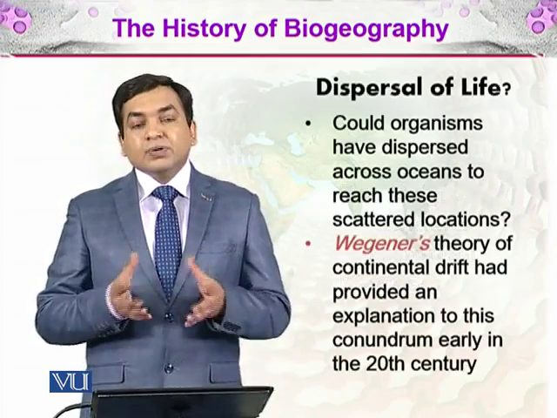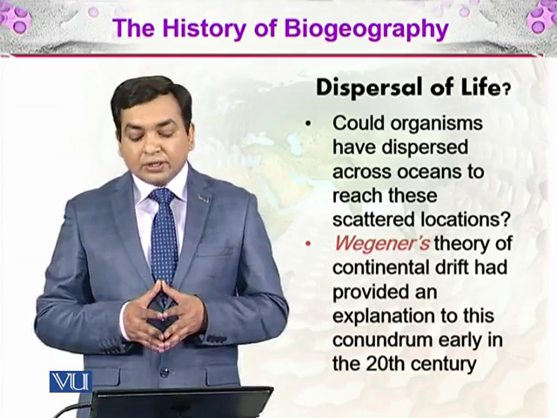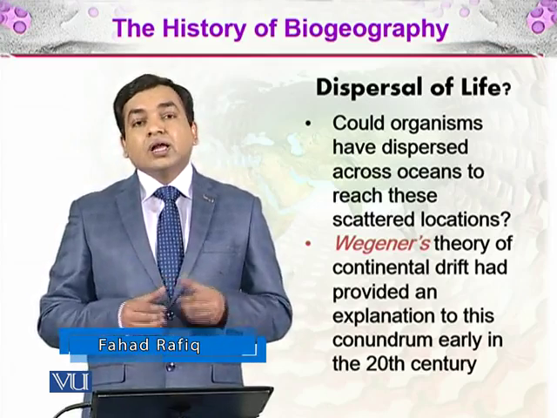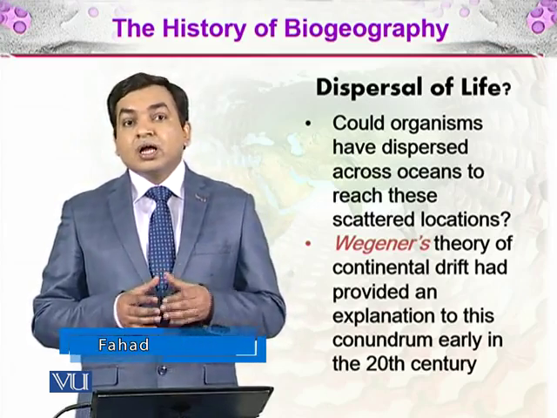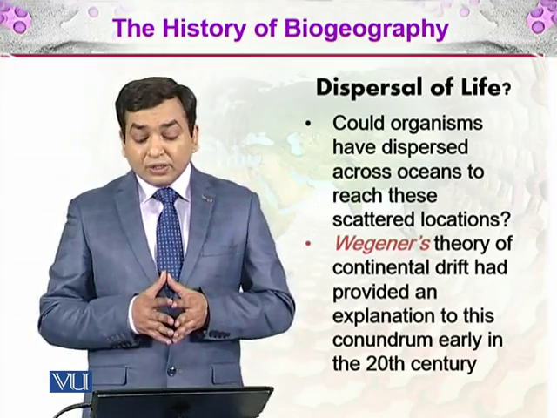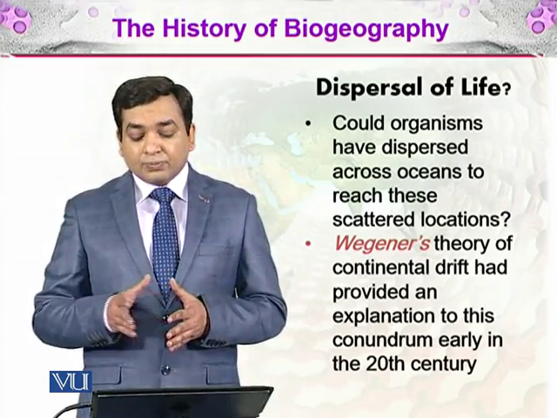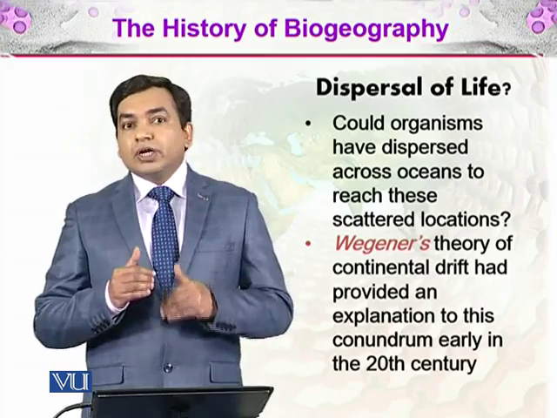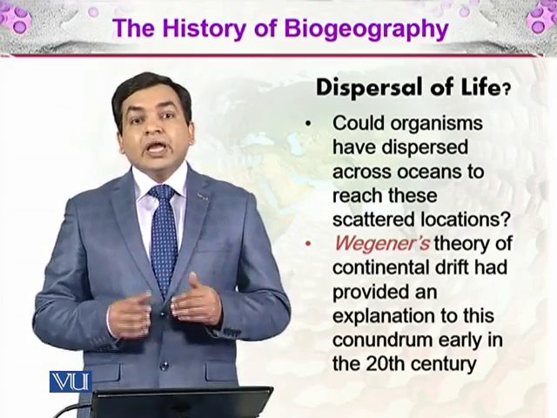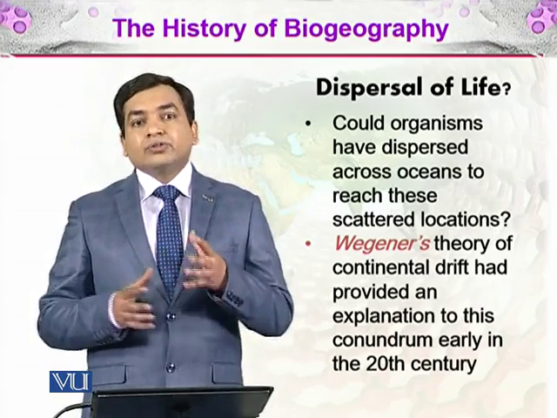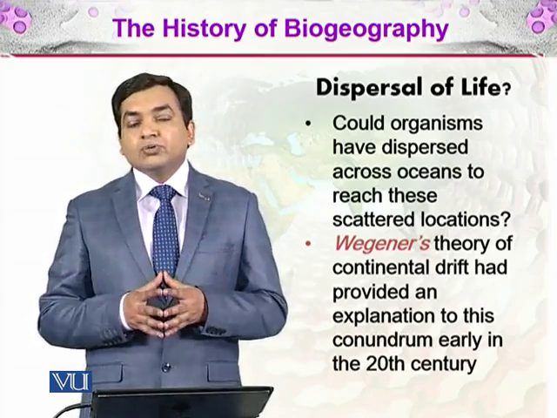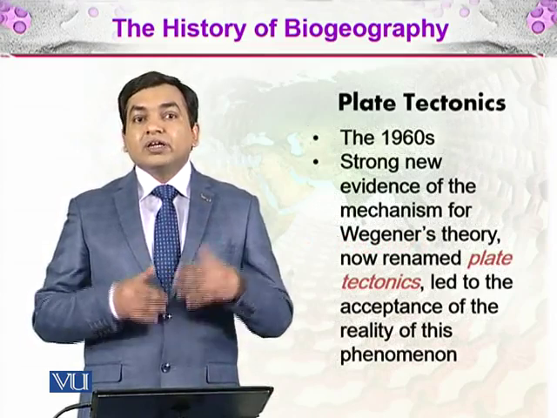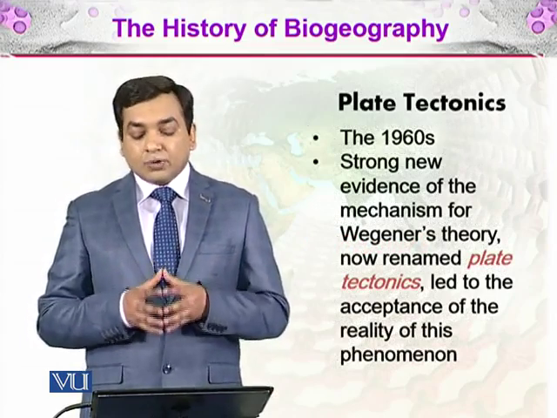So the dispersal of life was the original theory, and the question was, could organisms have dispersed across oceans to reach these scattered locations? That was one question that biogeographists asked each other. Wegener's theory of continental drift provided an explanation for this conundrum early in the 20th century. He gave the idea that continental drift happened after Pangea split into the different continents, and that explains how organisms are found in different continents despite having the same origin.